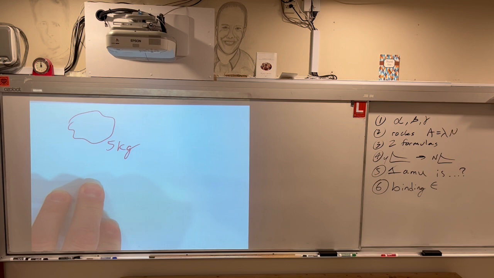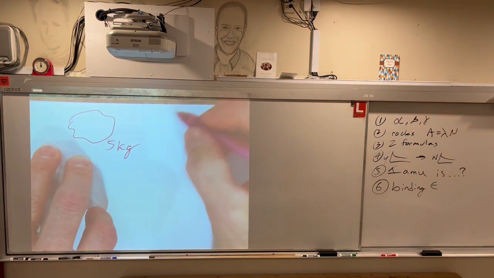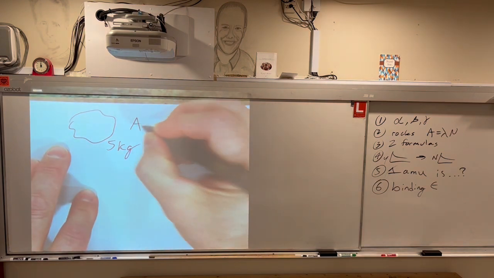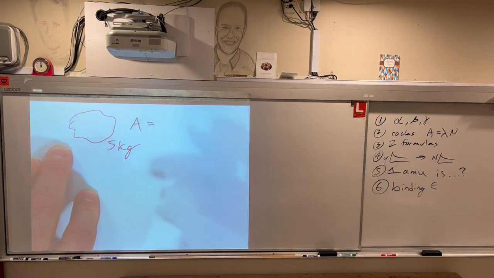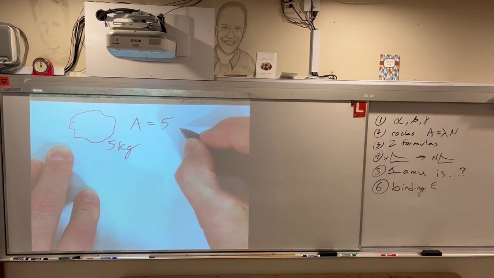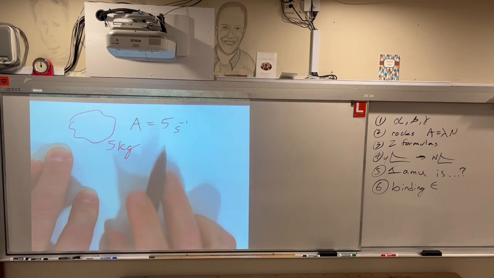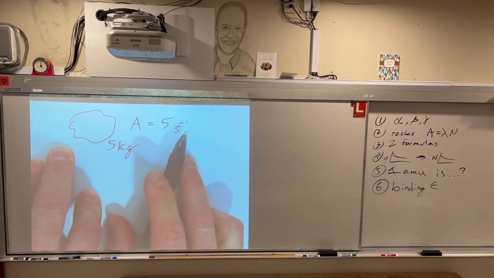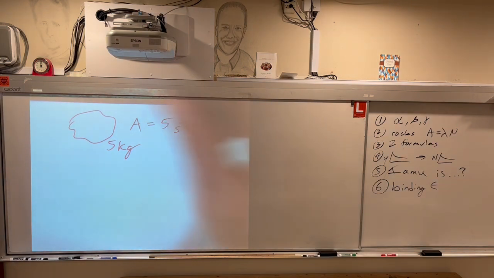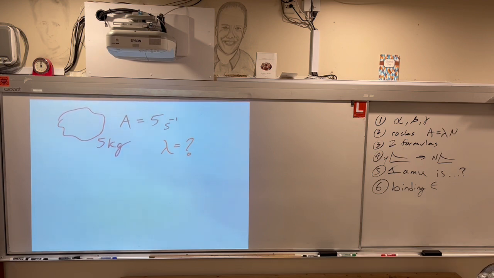And let's say the activity that we measure, and we would measure this with a Geiger counter, is, I don't know, 5 clicks per second. IB would write this as 5 s^-1, per second. And the question is, what is lambda of this material? See if you can calculate that.